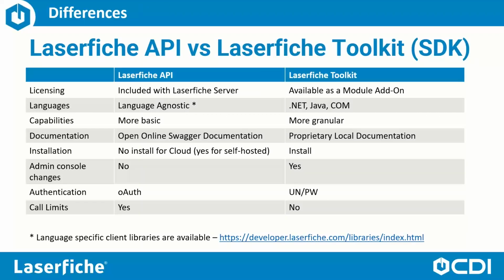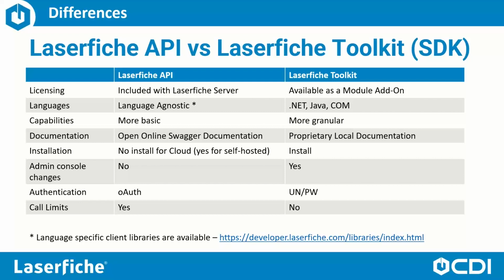So let's talk about a couple of key differences between the API and the toolkit. The licensing information. I'll have a different slide to go through this in more granular detail, but the API is included with Laserfiche. The toolkit is an add-on. The API is language agnostic, which means you don't necessarily have to code in a specific language because you're using JSON files and HTTP requests to build out your integration. But the toolkit requires .NET, Java, or COM for development language.